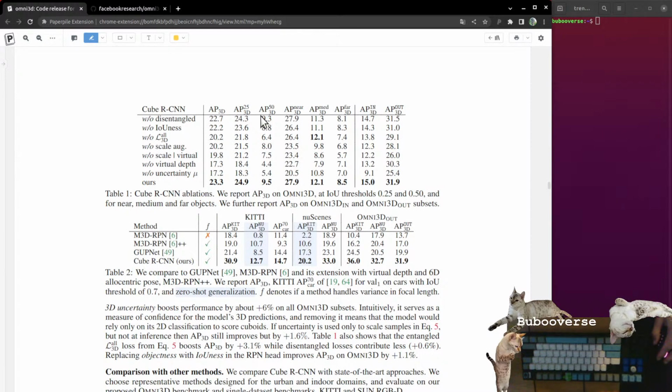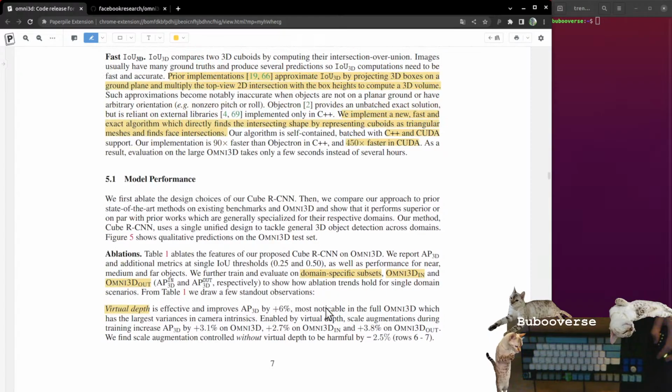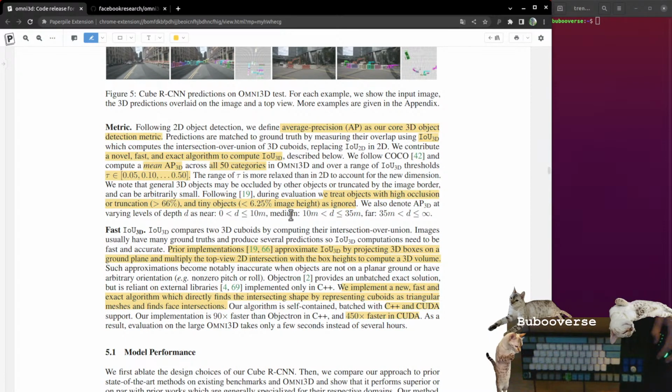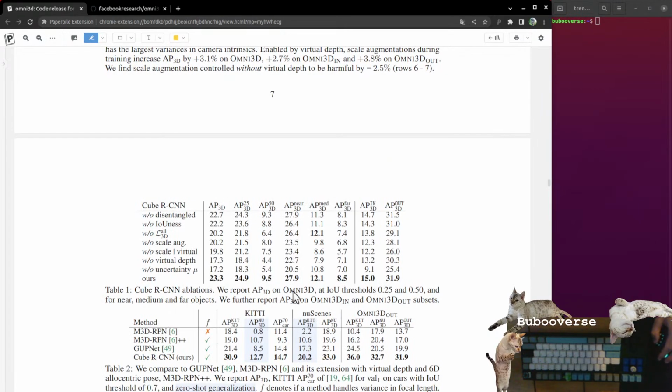IOU thresholds: average precision at an IOU threshold of 25, average precision at an IOU threshold of 50, and average precision for the different depths of the object, right? So something that's within 10 meters, something from 10 meters to 35 meters, and then something that's further away than 35 meters. Out of these we see, if you need 50% overlap in order for it to count as a prediction, you're going to get a very low score. So 25% overlap is really the number that they bring out here. The model does a lot better for near objects, less than 10 meters away, than for far objects.